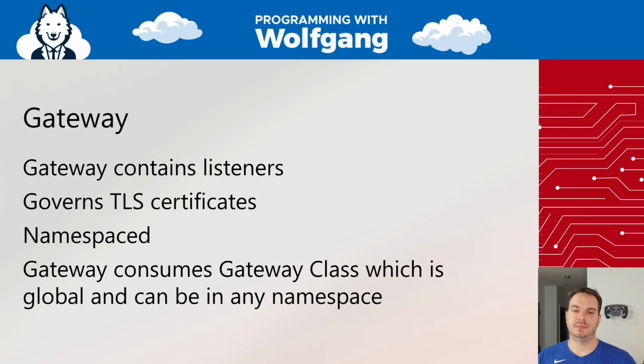Then I also said that we have the gateway class, which is basically a blueprint and tells the gateway what object or what service it should use to process the requests. This gateway class is global. This means it doesn't matter in what namespace it is, we just reference it. And if it's in a different namespace than a gateway, then we only have to provide the name of the namespace and it will work.